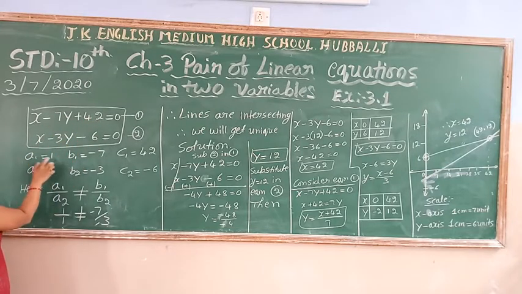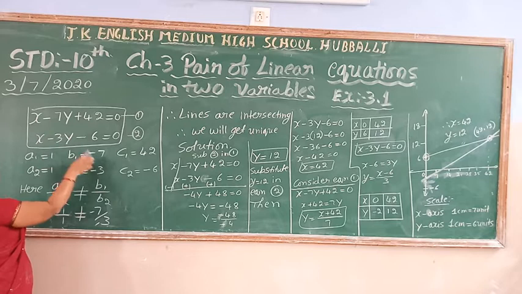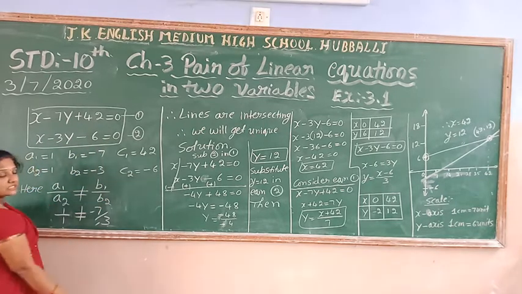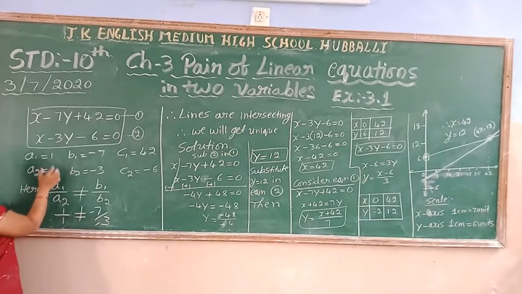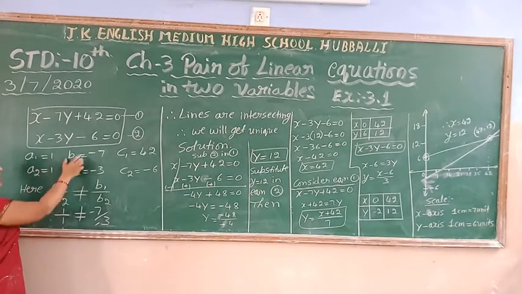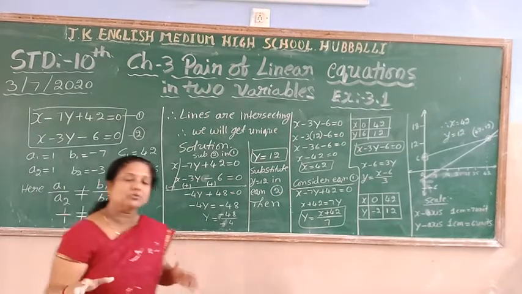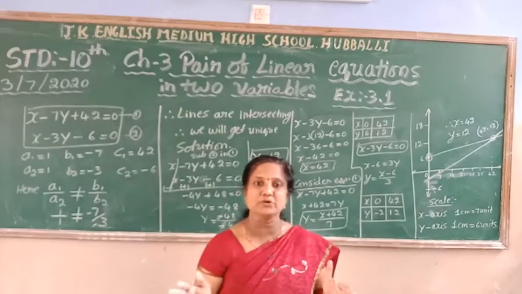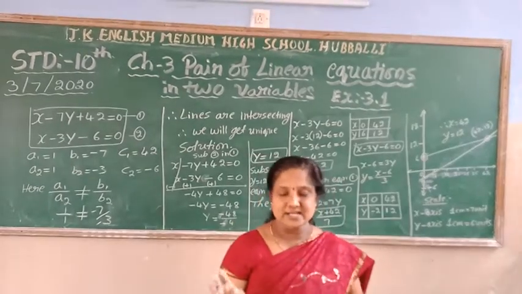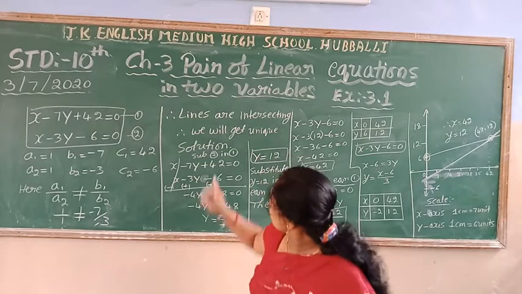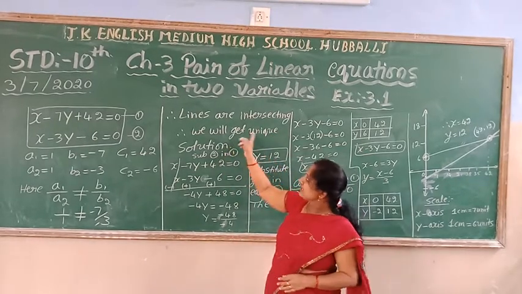Write the value. A1 value is 1. No number means it is understood what is there. A2 value is 1. So then B1 value is minus 7. B2 is minus 3. C1 is 42. C2 is minus 6. So if I check, the ratio A1 by A2 and B1 by B2 is not equal. If A1 by A2 is not equal to B1 by B2, which type of lines are we going to get? We are going to get intersecting lines. So intersecting lines means we will get only a unique solution. So I have written that lines are intersecting, so we will get a unique solution.